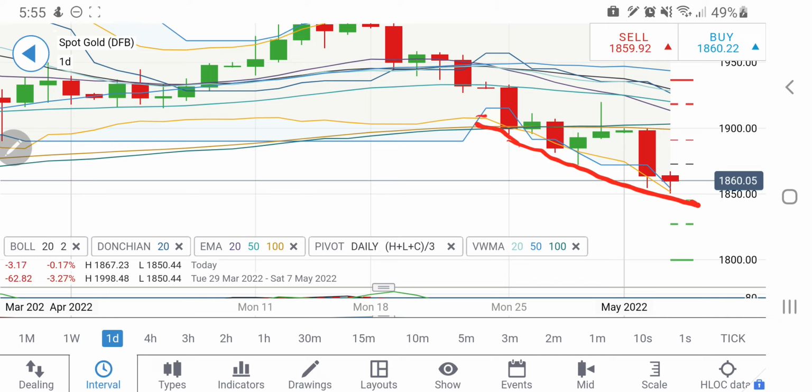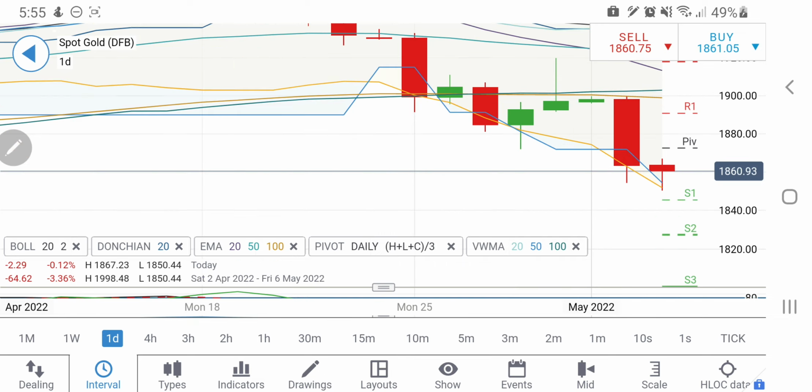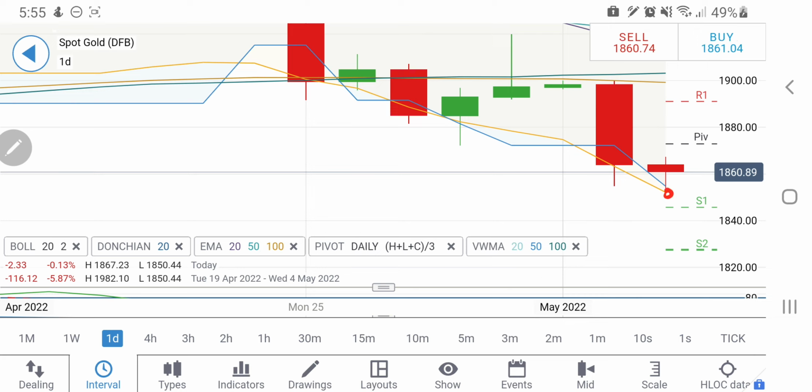At the same time, you can see a lower, expanding triangle on the downside, indicating more bearishness here. And yes, you can see 1850 levels, this is also the bottom of the Bollinger Bands on the daily charts, and that is why it is giving it a very strong support.